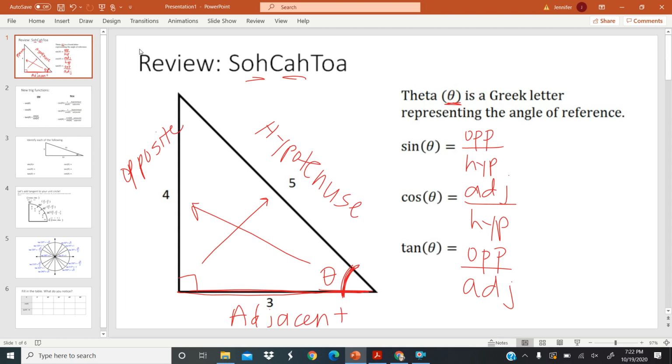So then if I wanted to find sine, cosine, and tangent of this angle theta, I would just go through and find the values for these. So sine is going to be opposite over hypotenuse, so that's going to be 4 over 5. Cosine is going to be adjacent over hypotenuse, so that's going to be 3 over 5. And then tangent is just going to be opposite over adjacent, so that's going to be 4 over 3. So it might help you if you go through and label the triangles like this before trying to find these trig functions for theta.